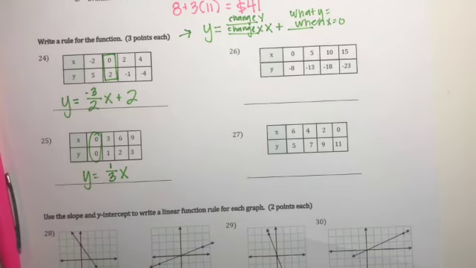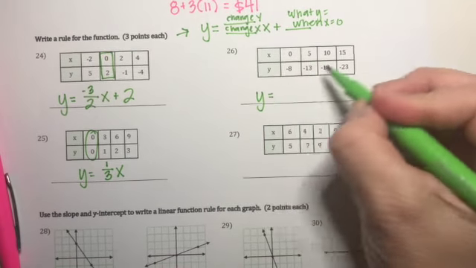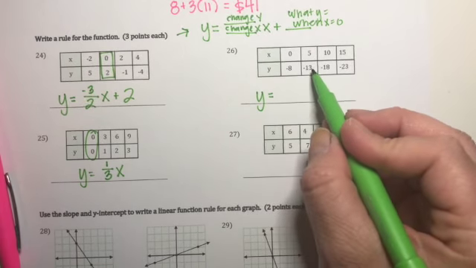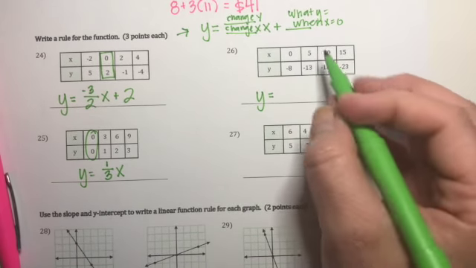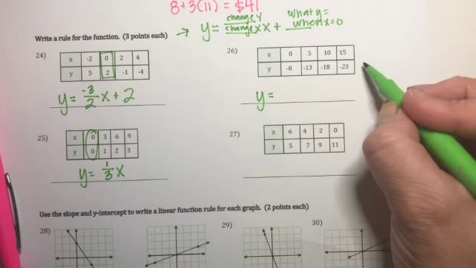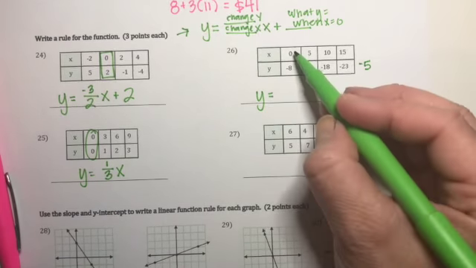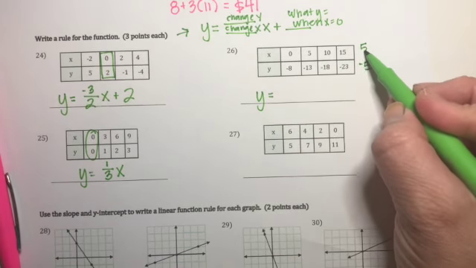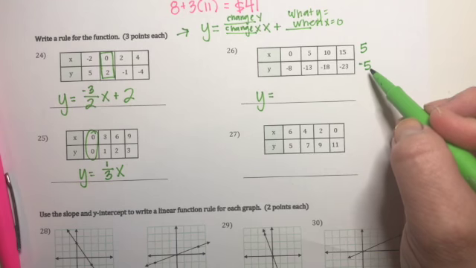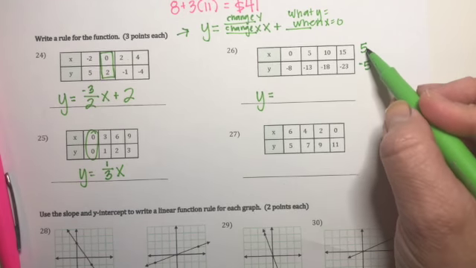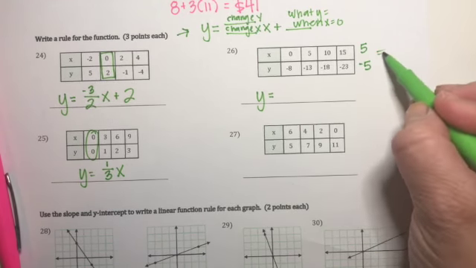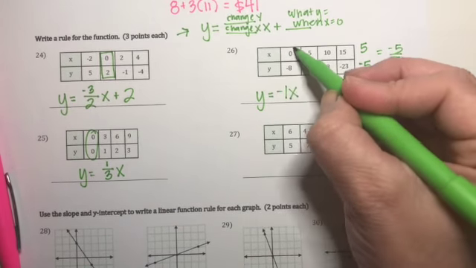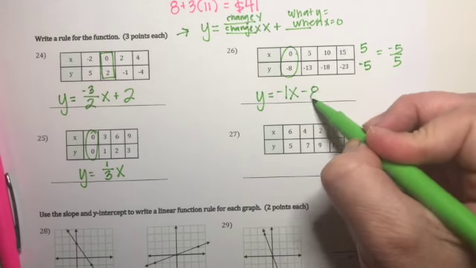Okay, number 26, y equals, okay, what would be the change in y? If it's -8, -13, -18, that's going down 5 every time. And what's happening to my x? That's going up 5 every time. So change in y over change in x, what would be -5 over 5? -1. And then when x was 0, what was y? -8.